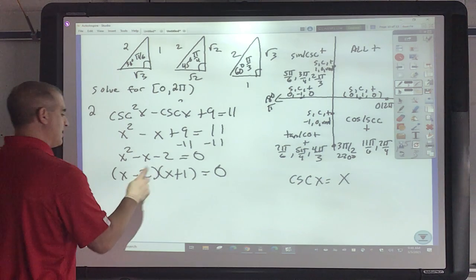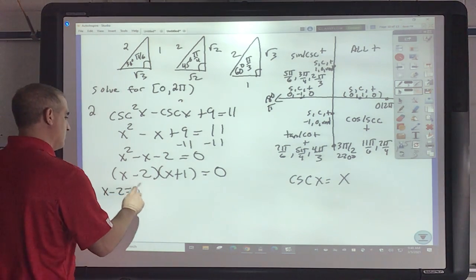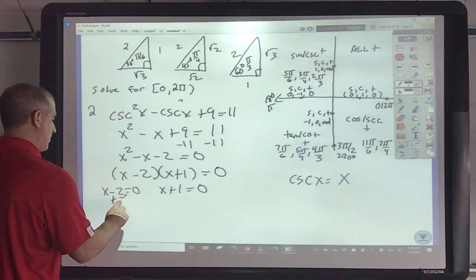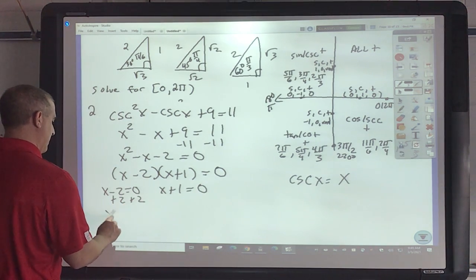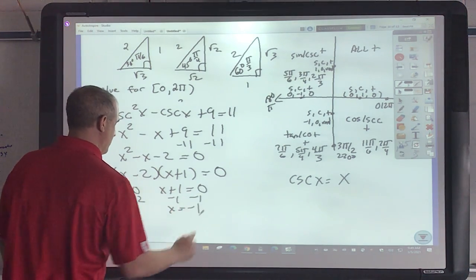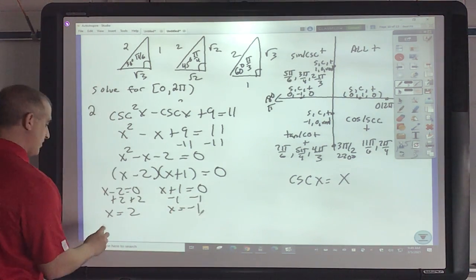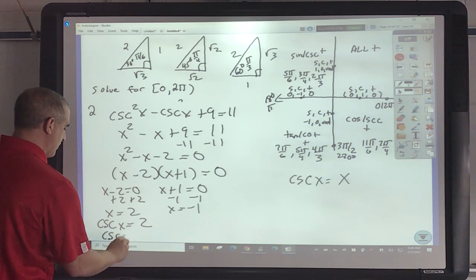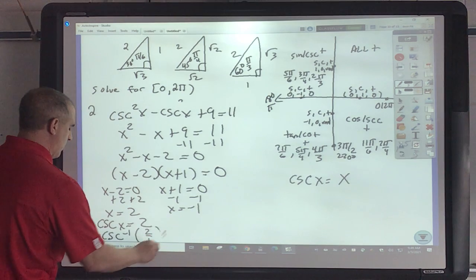Okay, I'm going to set both of these equal to 0 and solve. That would be x equals 2. I would subtract, and that'd be x equals negative 1. Okay, I want to bring back cosecant. So cosecant of x equaling 2, so inverse cosecant of 2 over 1.